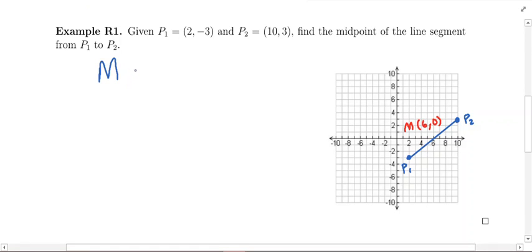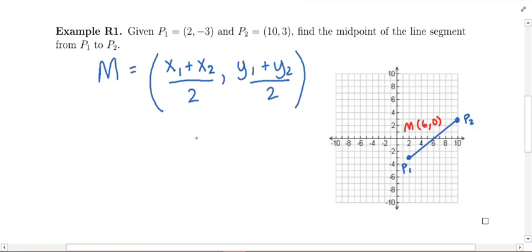Okay, so to find the midpoint here, it's going to be an ordered pair. We're going to need to average the two x coordinates, and we're going to have to average the two y coordinates, okay? And then that will be the location of the midpoint. Okay, so let's try it.